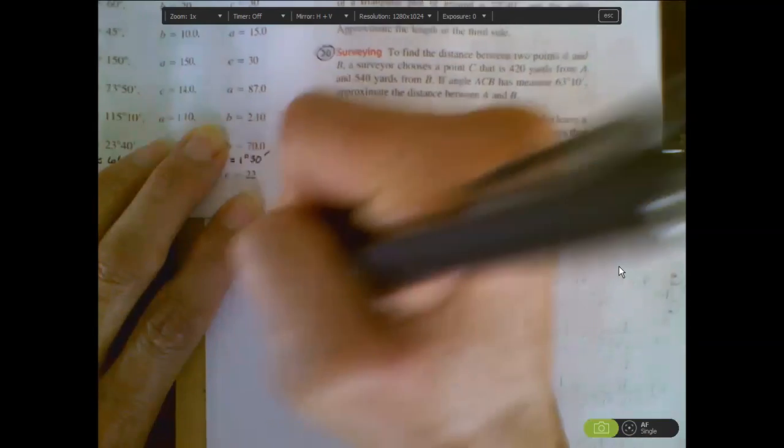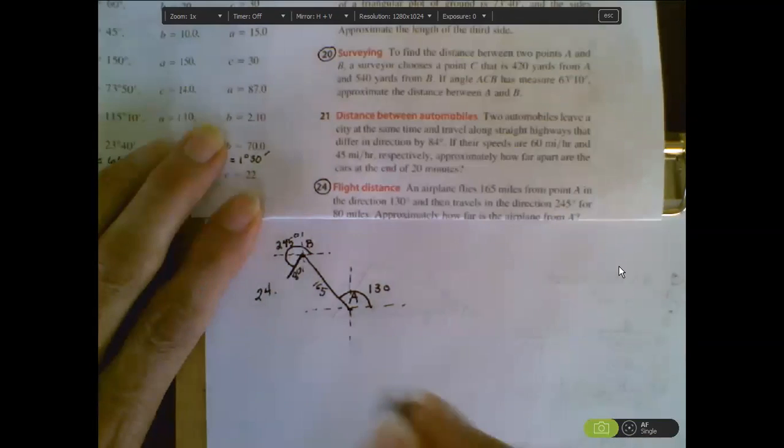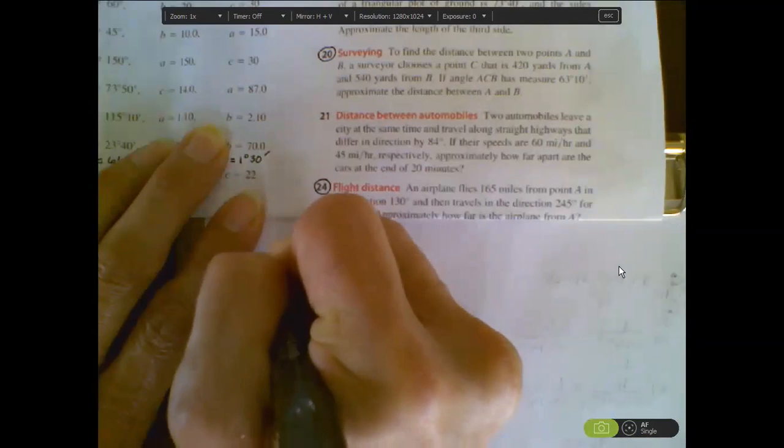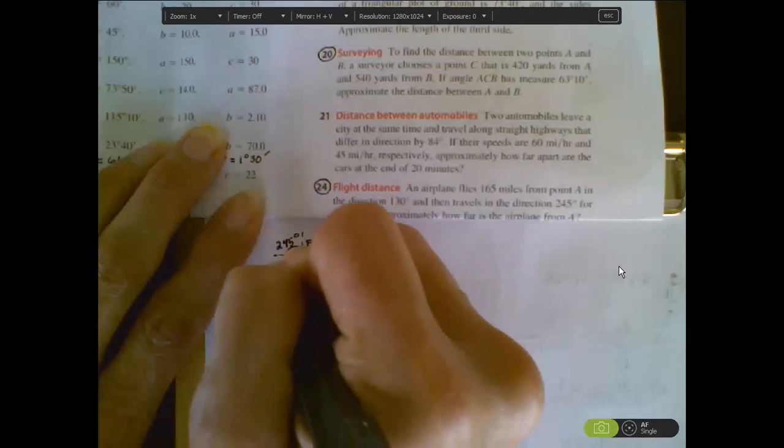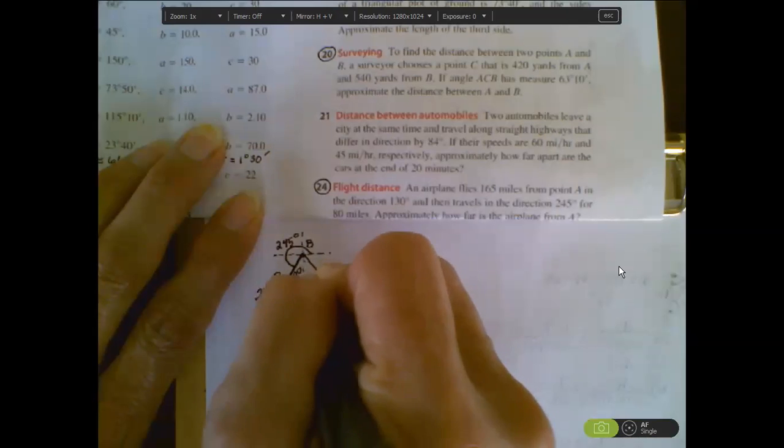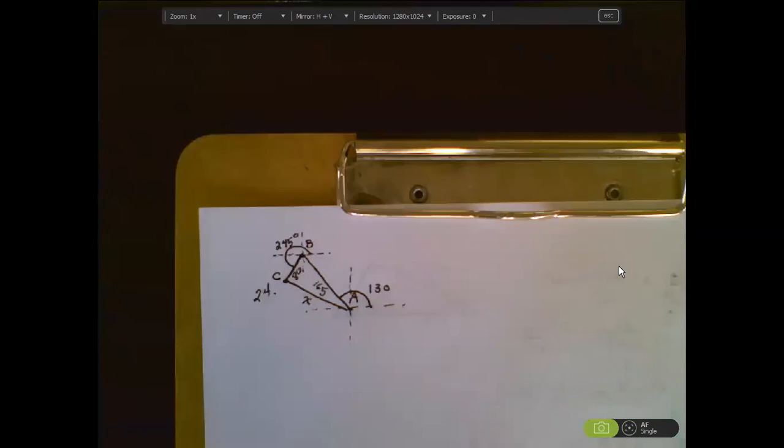And he flies that direction for only 80 miles. The question is, how far is the plane from where it started? So if we call this C, then we're looking for the distance from C to A. All right, that's the best I can do with that picture.